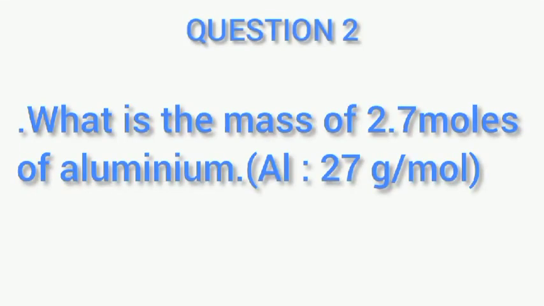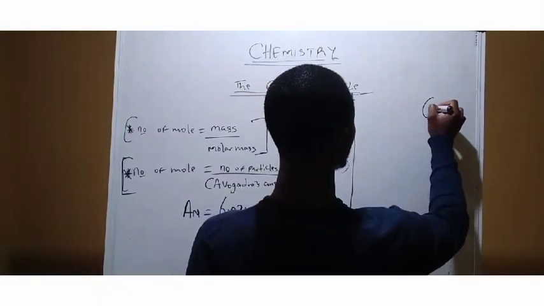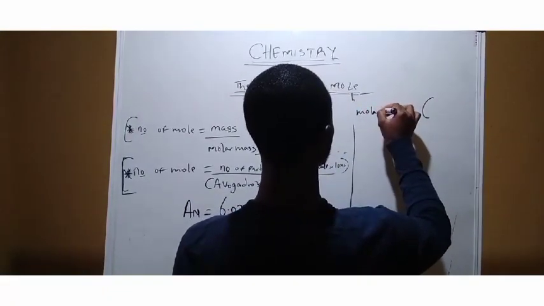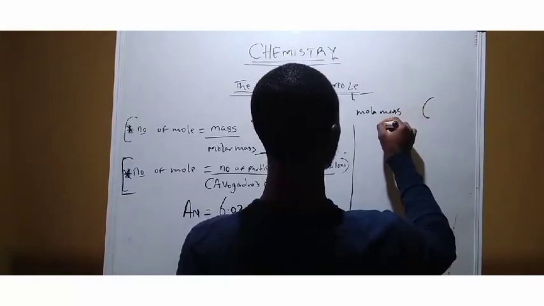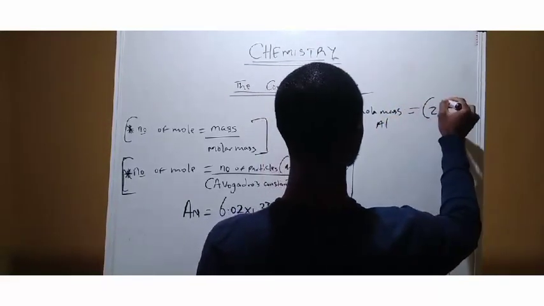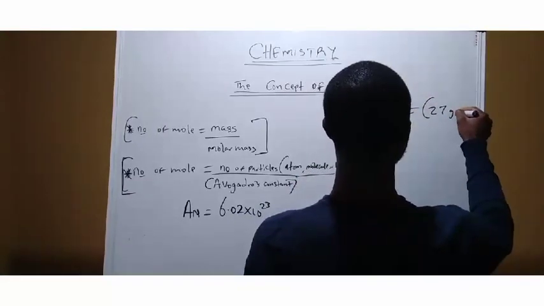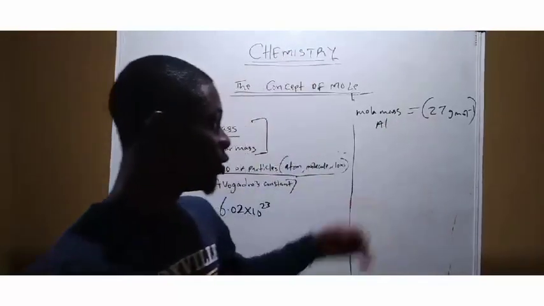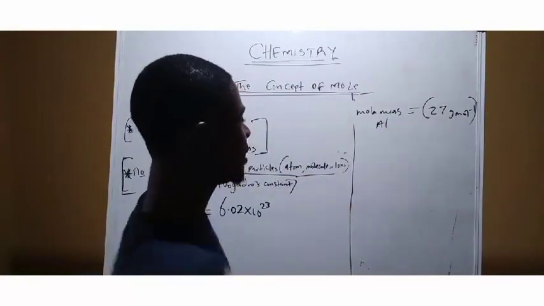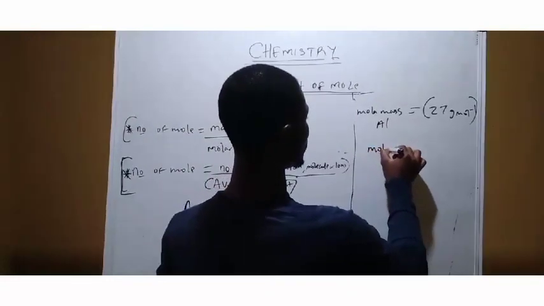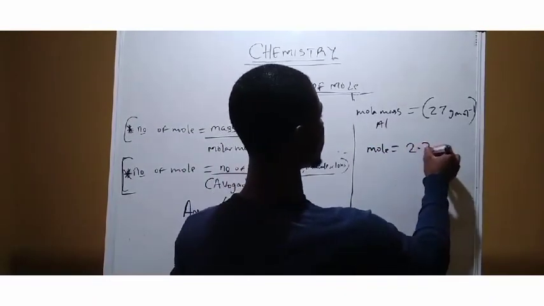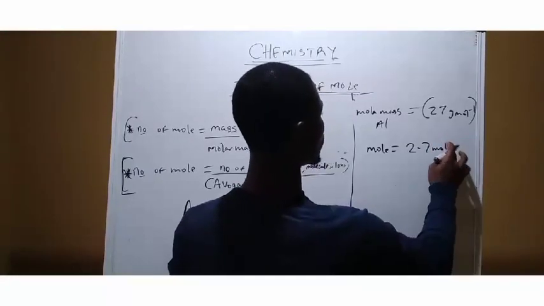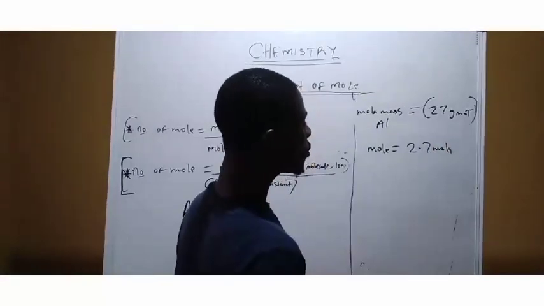The second one says, what is the mass of 2.7 moles of aluminum? So from that question, we have the molar mass of aluminum to be 27 grams per mole. And the number of moles was also given, 2.7 moles. So now we have to find the mass.